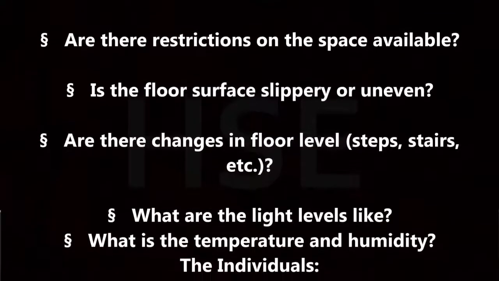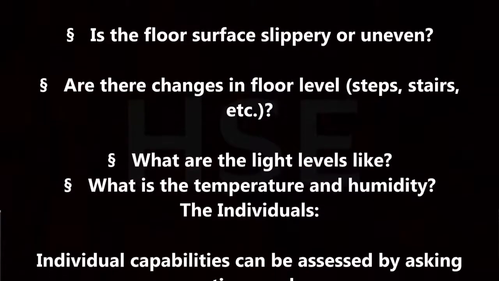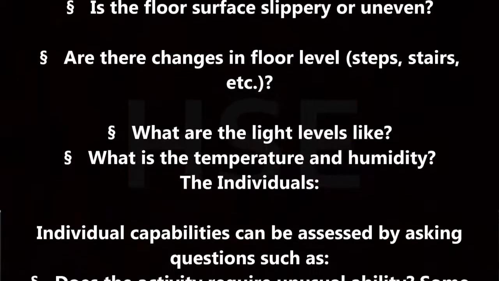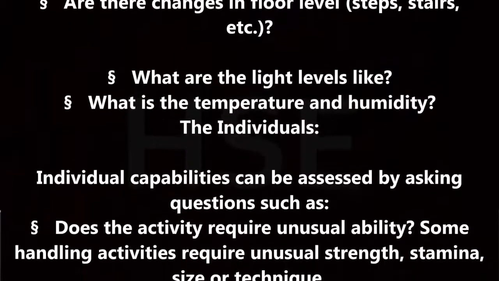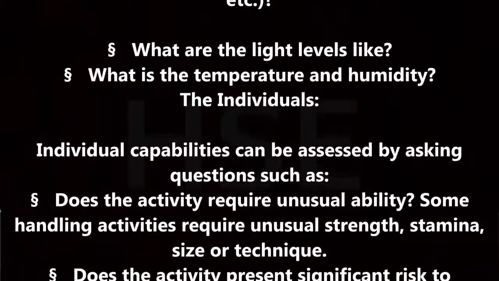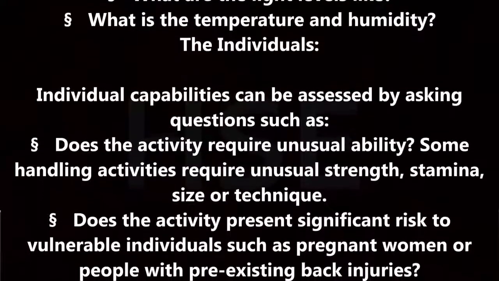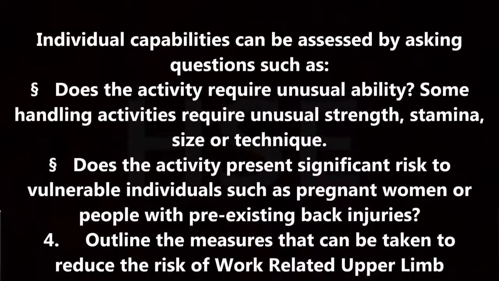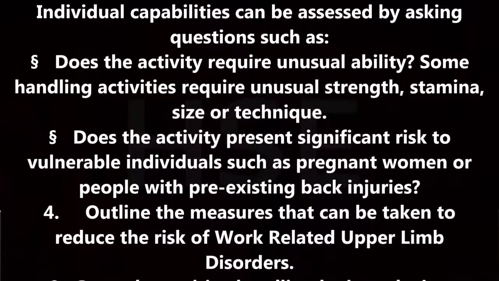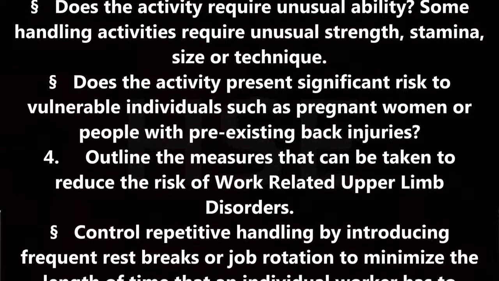4. Outline the measures that can be taken to reduce the risk of work-related upper limb disorders. Control repetitive handling by introducing frequent rest breaks or job rotation to minimize the length of time that an individual worker has to perform the task. Eliminate stooping and twisting by changing the layout of the workstation. Use a table or lift to bring the load to waist height to eliminate picking up from floor level.